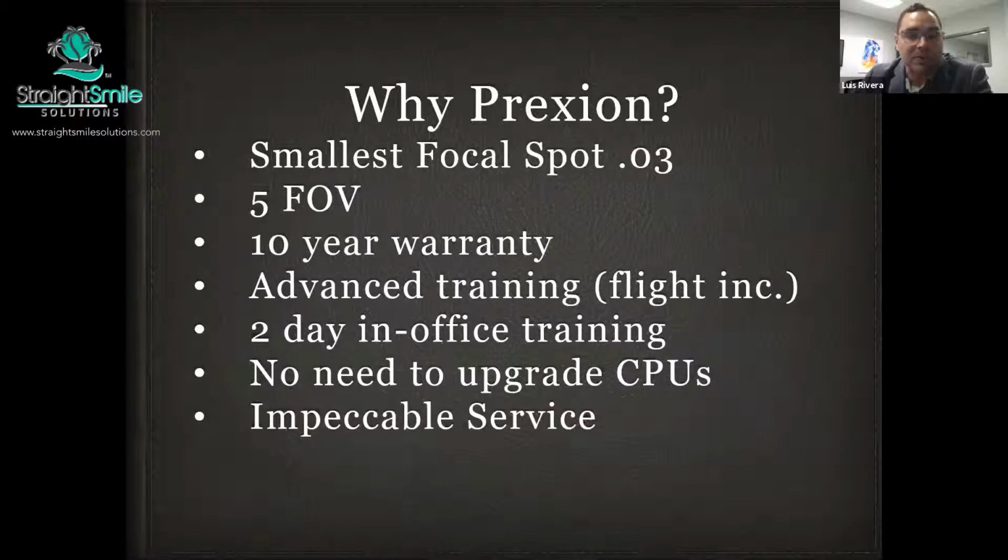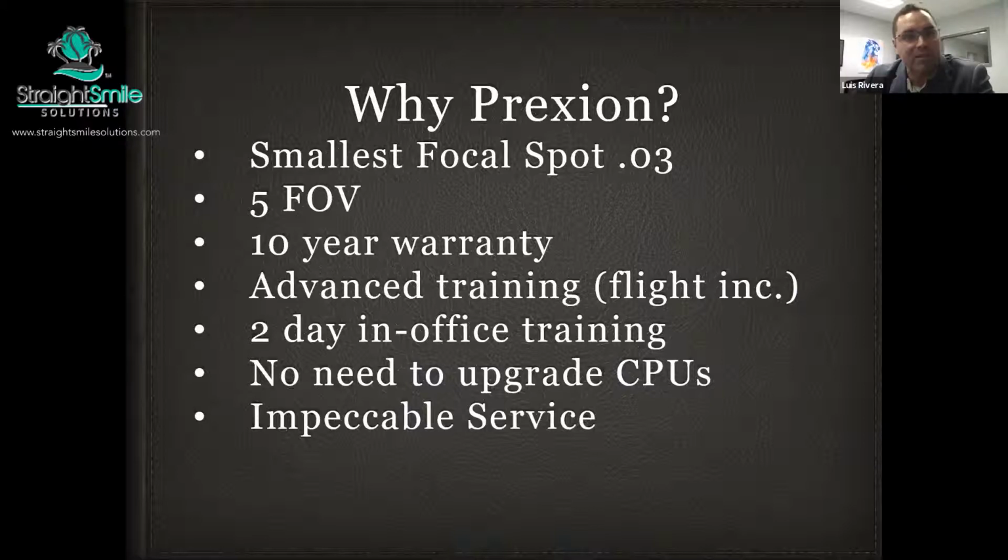And why did we choose them? The reason is because they have one of the smallest focal spots in the industry, as Dr. Julian was discussing earlier in the presentation. And focal spot's important because it really does sharpen the image, especially when you get into larger fields of view.